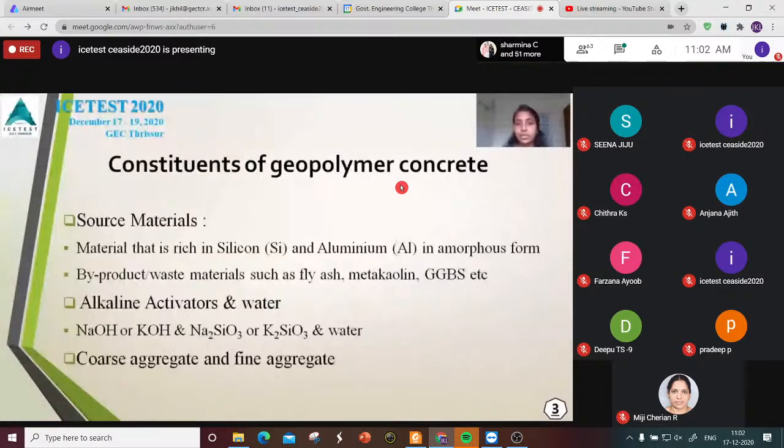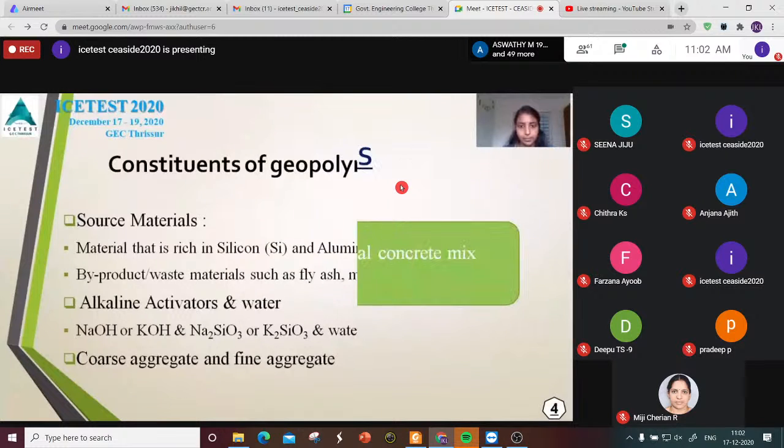Now, what constitutes the geopolymer concrete? It constitutes a source material which is rich in silicon and aluminum in amorphous form. It can be base materials such as fly ash, metakaolin, GGBS, etc. These materials are activated by alkaline activators, which is a mixture of sodium hydroxide or potassium hydroxide with sodium silicate or potassium silicate. Along with this, it constitutes water, coarse aggregate, and fine aggregate.